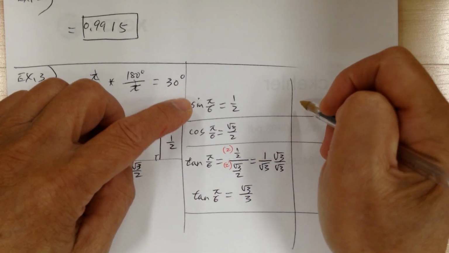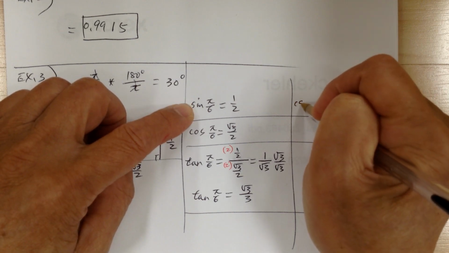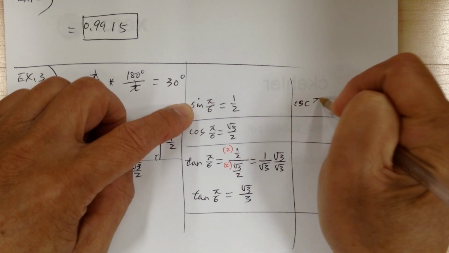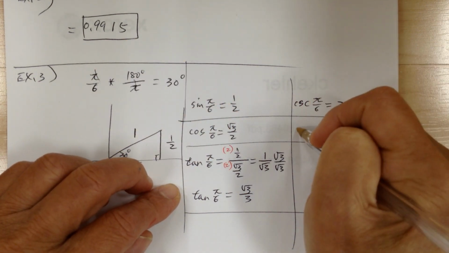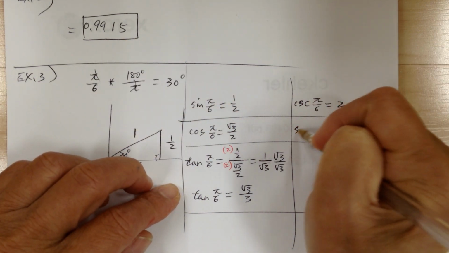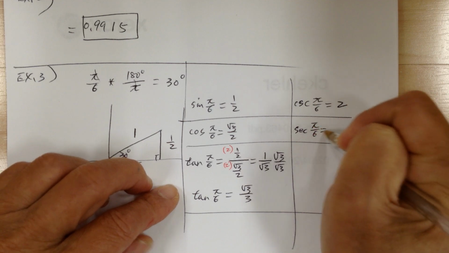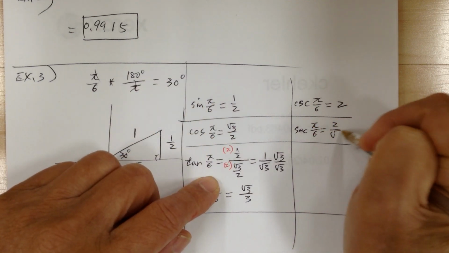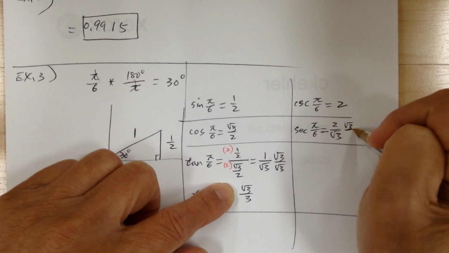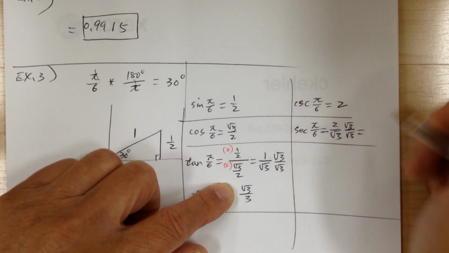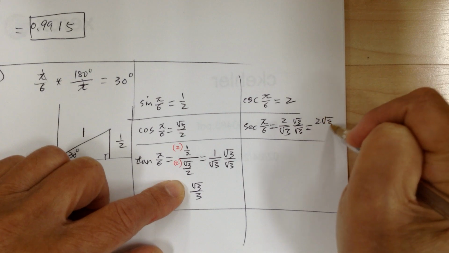So reciprocal of sine would be cosecant. So cosecant of pi over 6 will equal, you flip it over, you get 2. And secant, you flip this over, you get 2 over square root of 3. And you have to multiply by square root of 3, square root of 3. So this will give you 2 square root of 3 over 3.